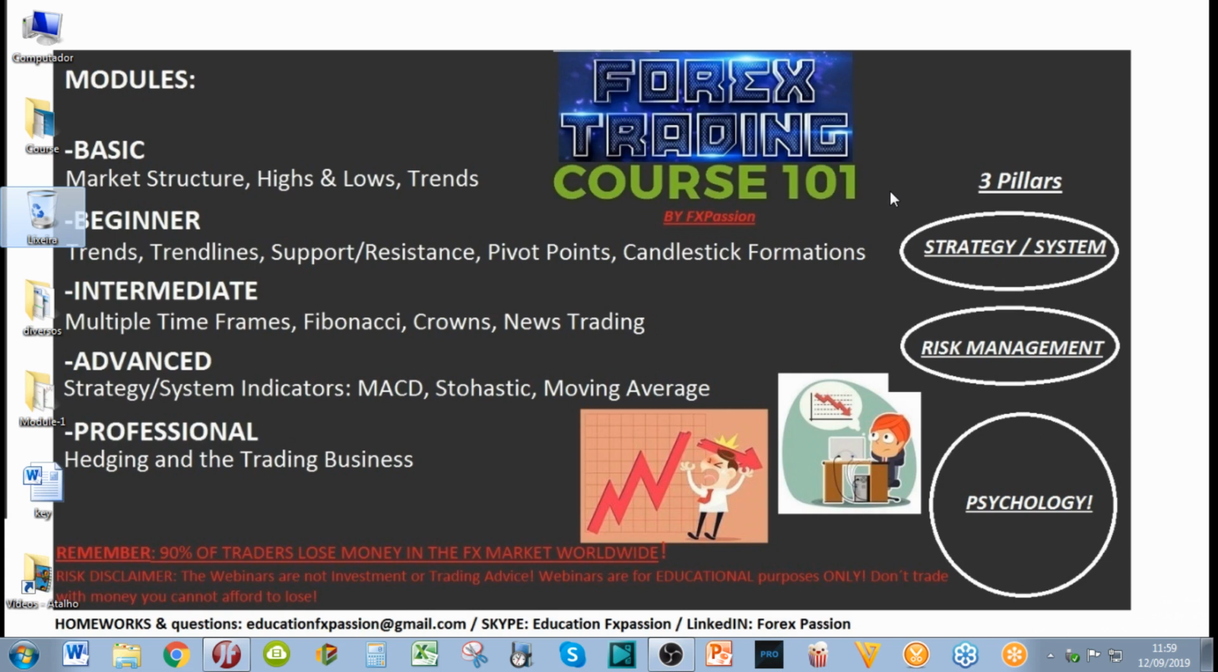Remember, we are trying to build the three pillars. We are trying to form our strategy and our system. We are going to learn about risk management. We learned about the basics, and we want to understand how psychology works together with risk management and our strategy and our system.